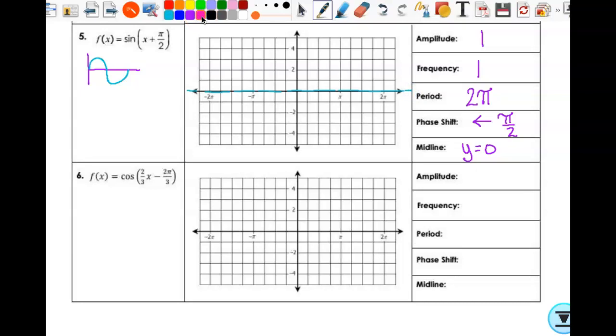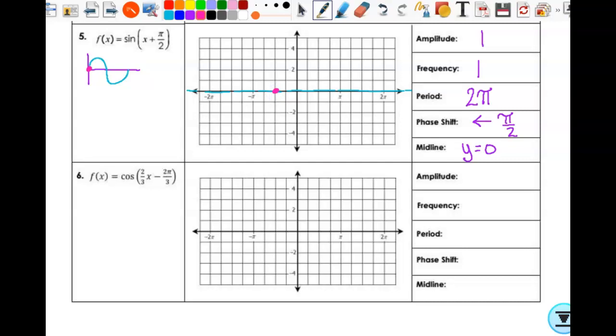So my first anchor point is here, so that's where I'm going to start at my new 0, 0, which is actually still my old 0, 0. And amplitude, I'm not going to stretch, the period's the same, everything, but I do go to the left pi halves. So from here, I move to the left pi halves, there's my first point.